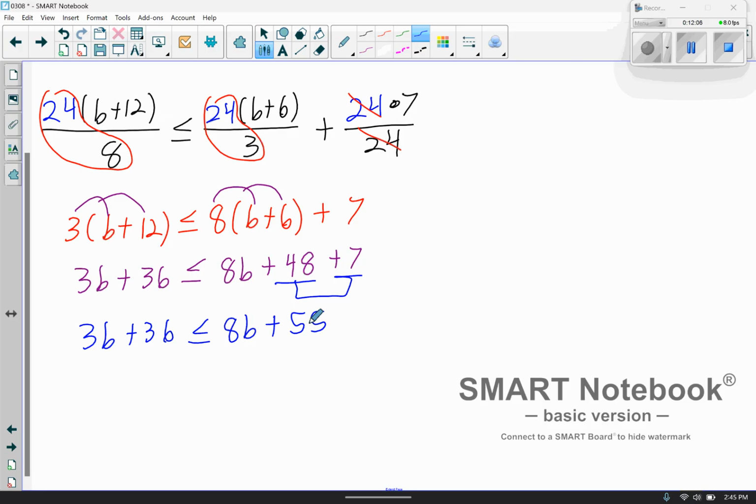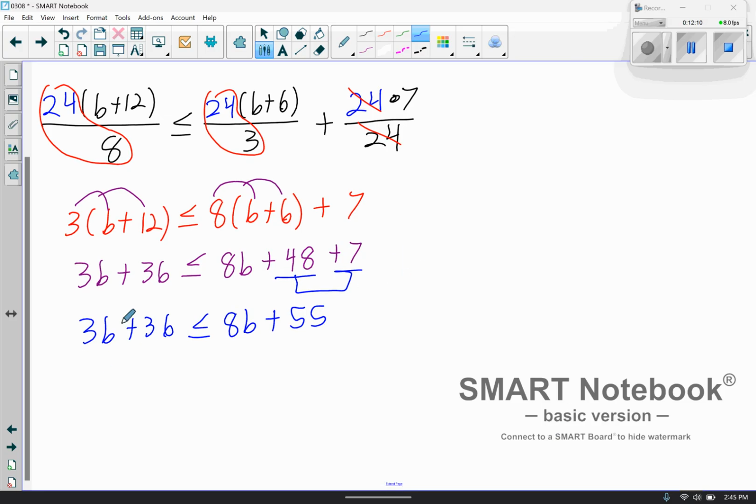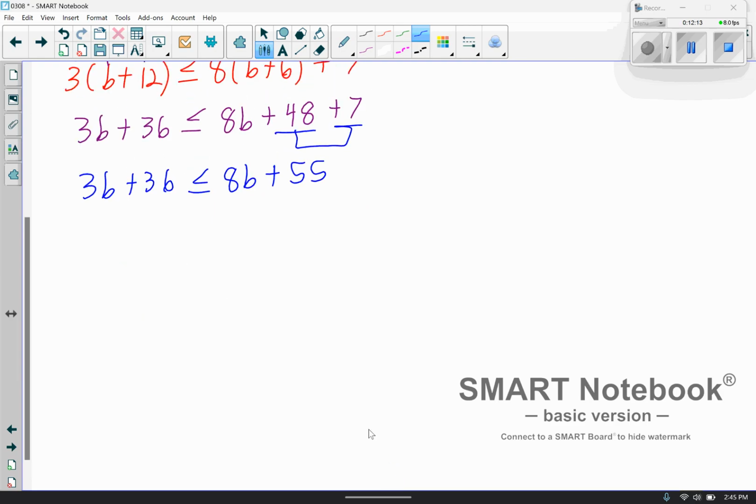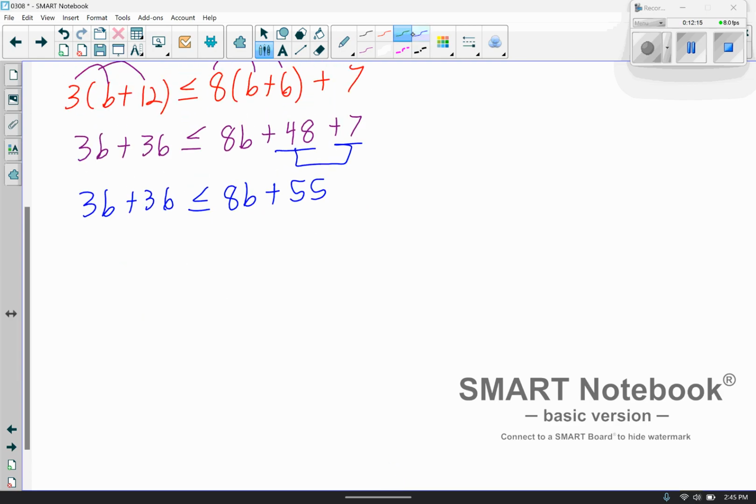55. Okay, so this time I'm going to do this one a little different because so far I've been keeping my variable positive, but in this case I'll approach it to where my variable will become negative, just so we can kind of review again what happens. So what I'm going to do here, I have to isolate the variable to one side by either removing 3b or 8b. This time I'm going to subtract 8b, just so we can see what happens when we get a negative variable. So we'll get negative 5b, then we still have the plus 36 less than or equal to 55.